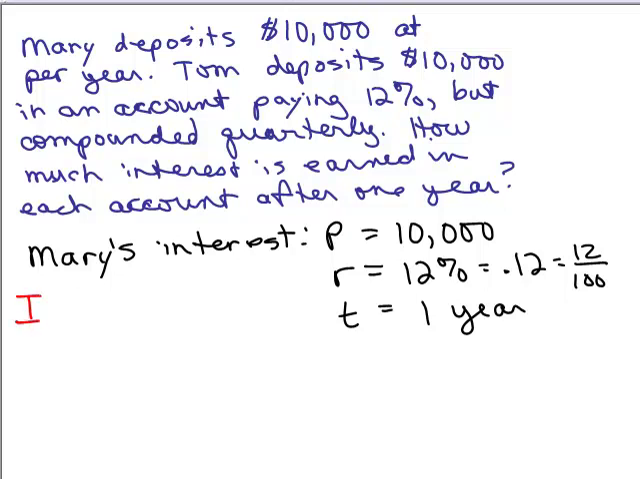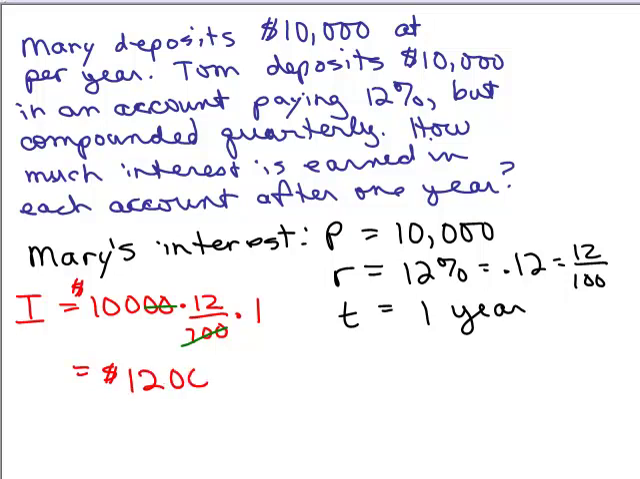So this should be an easy computation. Her interest will be the principal, $10,000, times the rate. I'm going to just write that as 12 hundredths times 1 year. So the 100 cancels with 2 of those zeros, and Mary would earn in interest 100 times 12, or $1,200. So that's half the question, and that's the easy part of the question. So Mary earns $1,200 in her account.